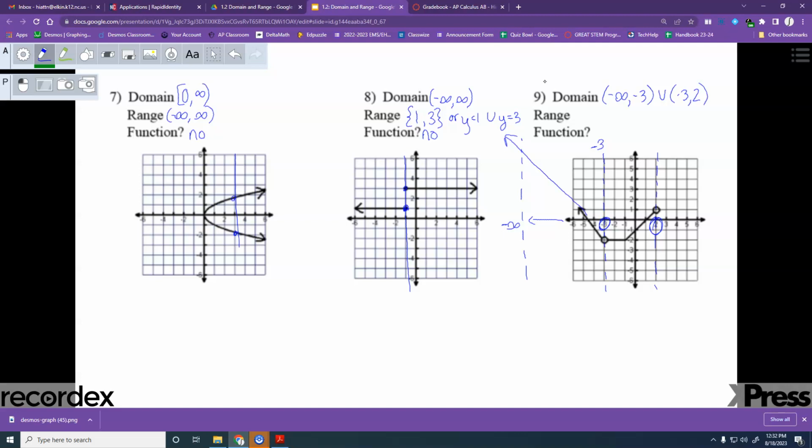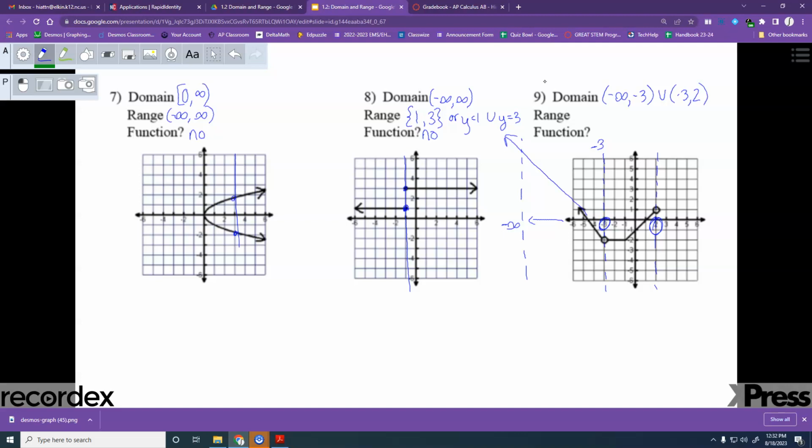That hole in that graph makes it really tricky because you have to leave out that hole. In second period, whoever answered this said negative infinity to 2. And I really wanted to tell them they were right, but they were just a little bit wrong, right? Okay, let's look at range on that one.